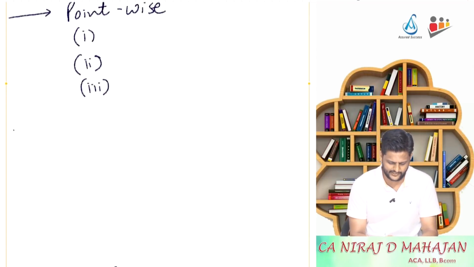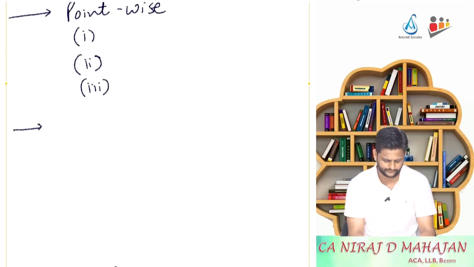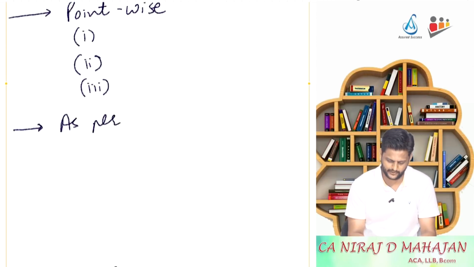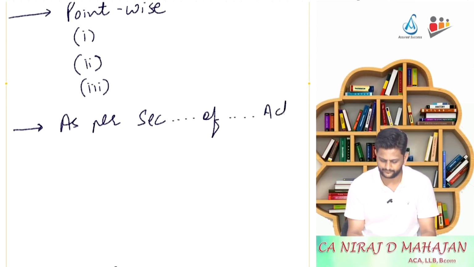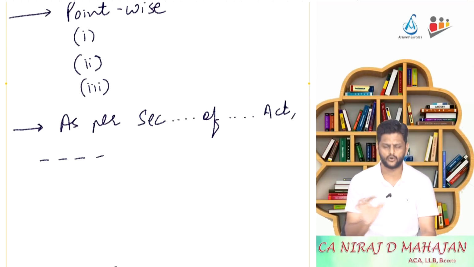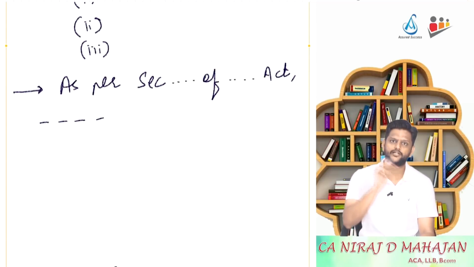Now, for example, some example I'll give you. The wordings can be: as per section so and so of so and so Act, comma, year 1, 2, 3, 4, whatever year or whatever the act or law is that is asked about. So as per section so and so.